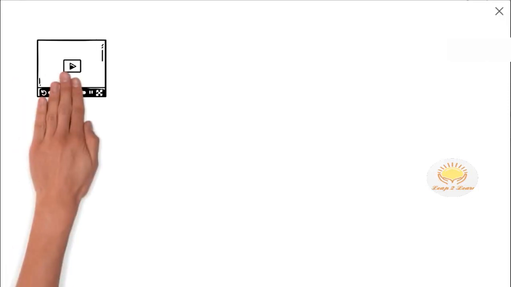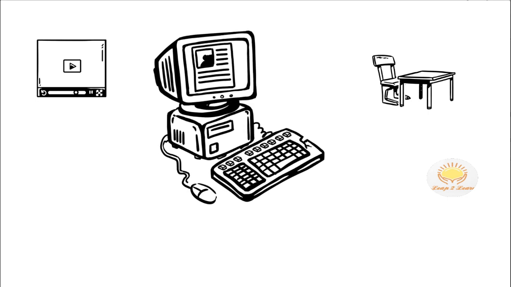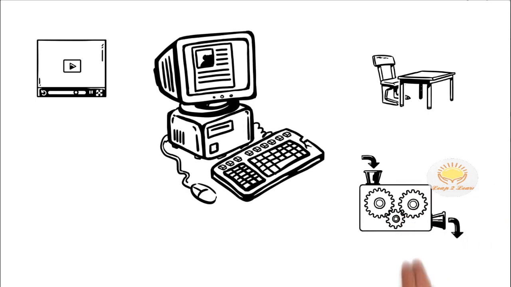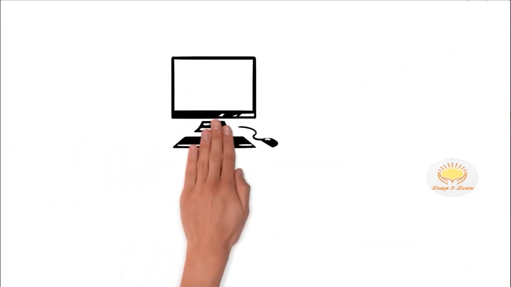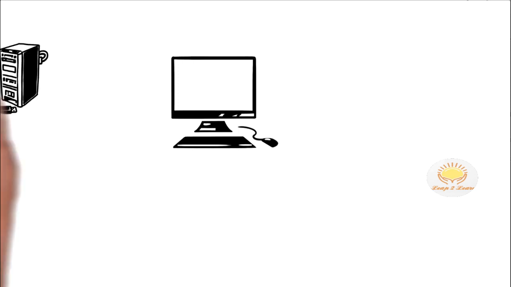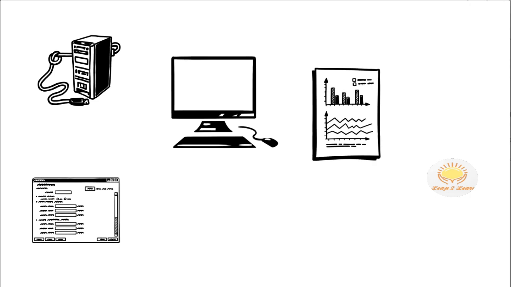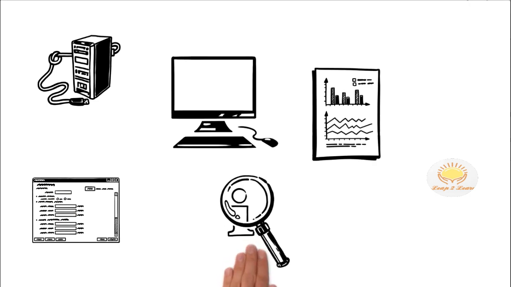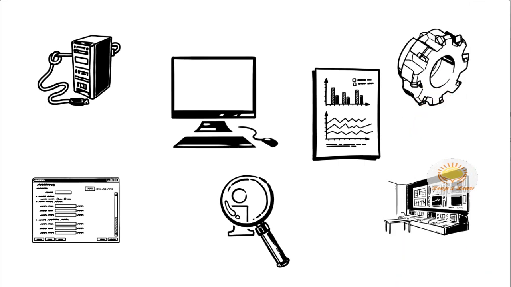In this video, we are going to learn about computer system and its functions. First, what is a computer? A computer can be considered as the combination of hardware and software which process data to convert it into meaningful information. Hardware is a physical component of a computer system.